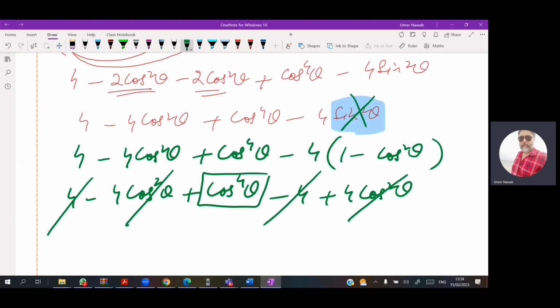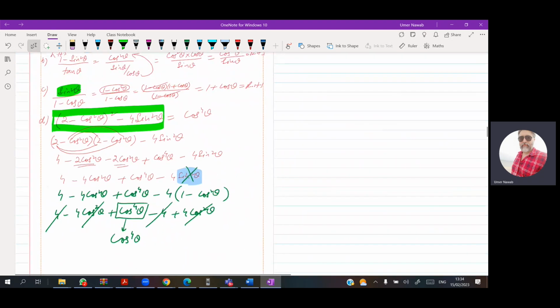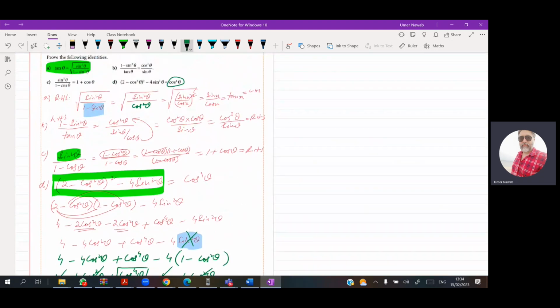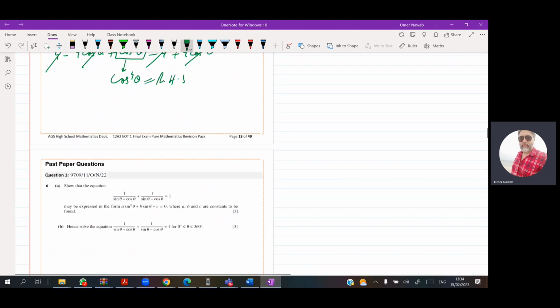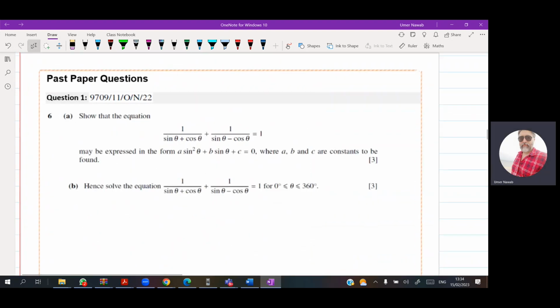And we are left with cosine of 4 theta. Is this the thing I wanted to prove? Yes, this is the result which I wanted to make. It is my right hand side. Guys, congratulations. We are done with the book questions.